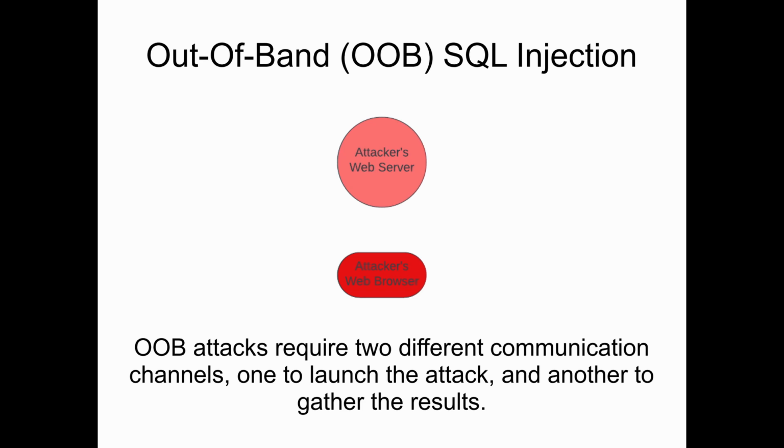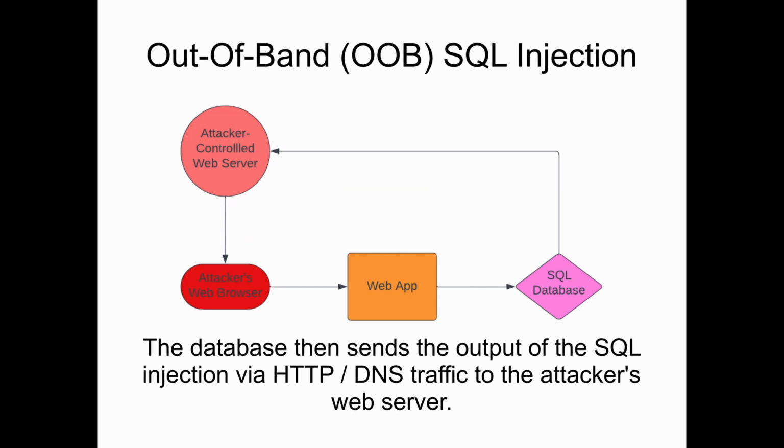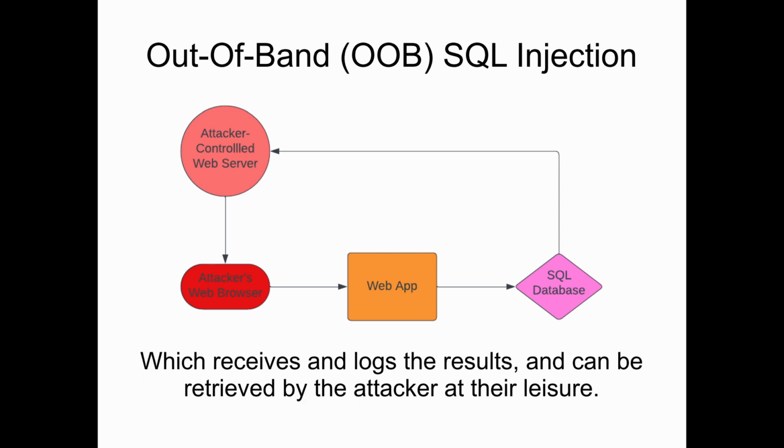Out-of-band attacks require two different communication channels, one to launch the attack and the other to gather the results. In a typical out-of-band attack, the attacker injects SQL queries to the SQL database via the web app. The database then sends the output of the SQL injection via HTTP/DNS traffic to the attacker's web server, which receives and logs the results, and can be retrieved by the attacker at their leisure.